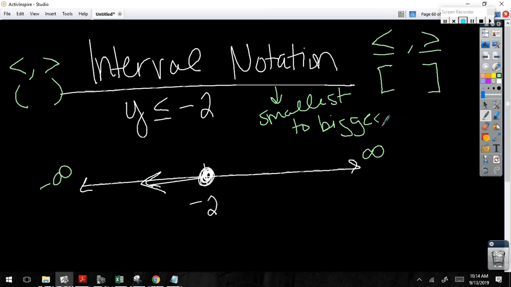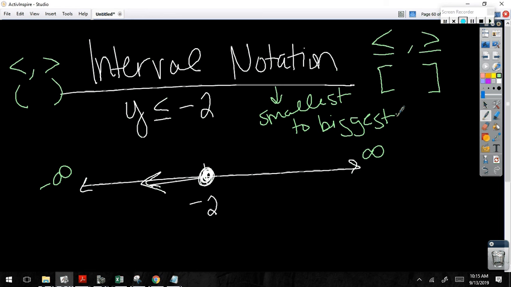By the way, if I'm describing infinity, do you think that would be inclusive or exclusive? Think about what it means. It's all of infinity, but can you actually be infinity? It's kind of a conceptual thing, right? So if you ever talk about infinity or describe it in interval notation, it gets a parenthesis every time, because you can't actually be infinity. It's just telling me it goes on. Does that make sense? A little bit?